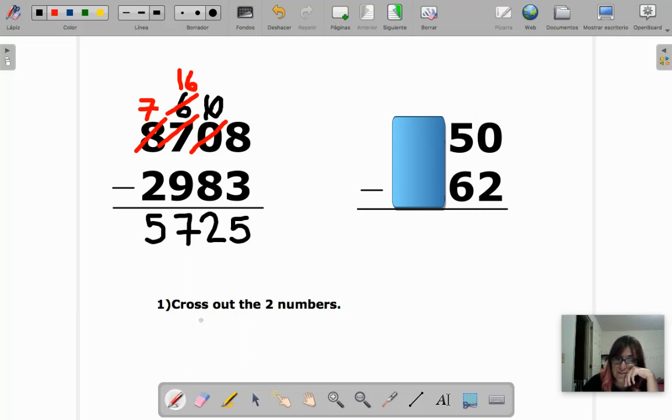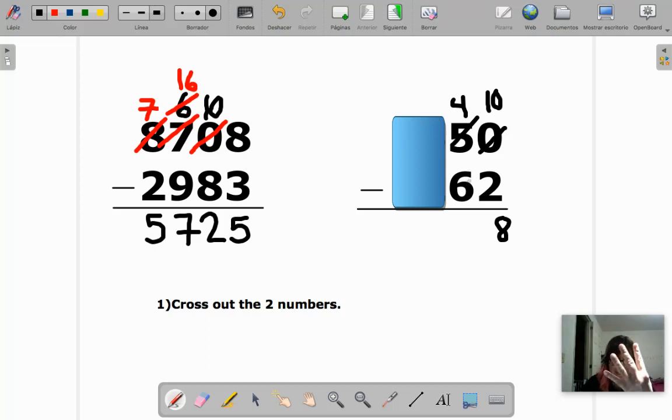So the first thing, cross out the 2 numbers, because the 5 gives 1 to the other side. Now here we have 4, okay? So now, yes, we can subtract. 10 minus 2, 8. Now here, 4 minus 6, 4.